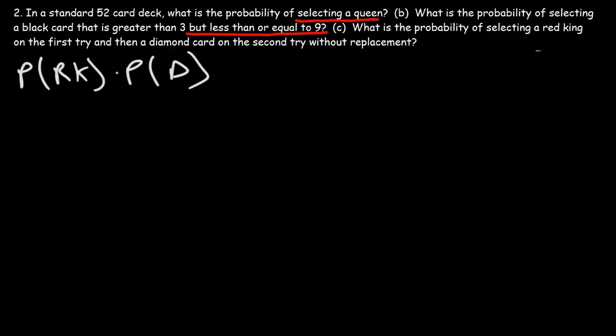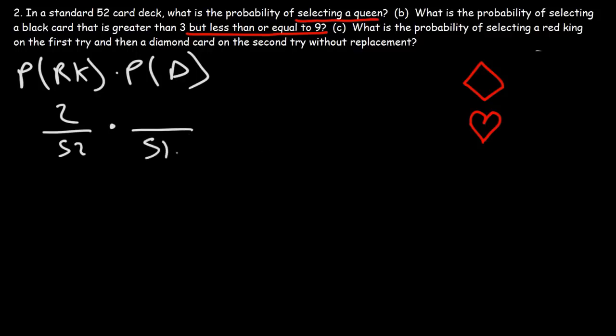For instance, let's say if we want to find the probability of selecting a red king, there's 2 red kings out of 52 cards. You could have the red king of diamonds or the red king of hearts. Now, the probability of selecting a diamond without replacement, we took out a card, so there's 51 cards left. Now, how many diamonds are left? Now, the number of diamonds that are left depends on which red king that you selected.